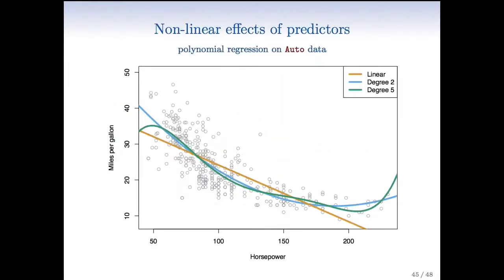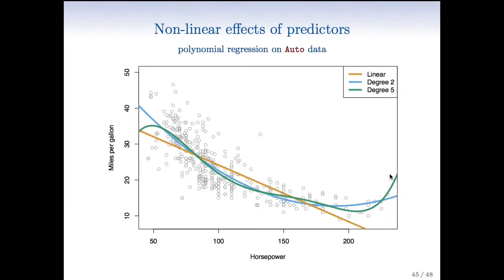The other modification of the linear model is, what if we want to include nonlinear effects? So here we've got a plot of two of the variables in the auto data set. We've got miles per gallon against horsepower. And we've included 3 fitted models here.